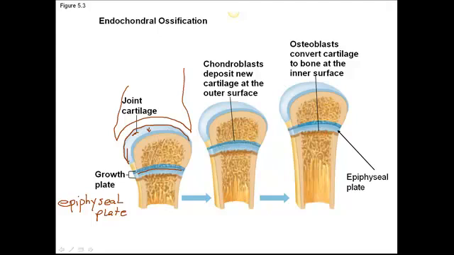So again, as we go on, the chondroblasts deposit new cartilage at the outer surface. So this is cartilage out here, and this is ossifying. And now we have our epiphyseal plate right here. So that's kind of a permanent structure, sort of a scar.